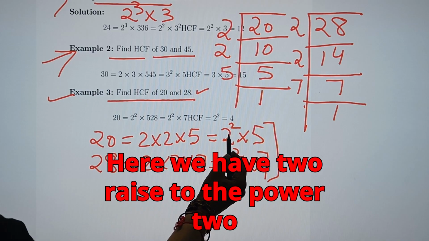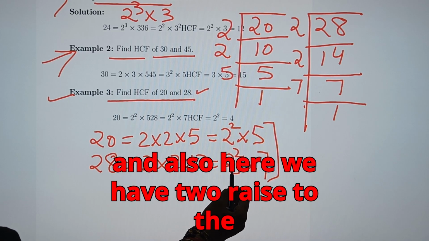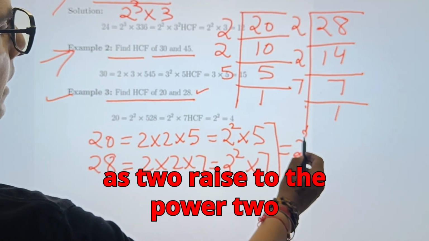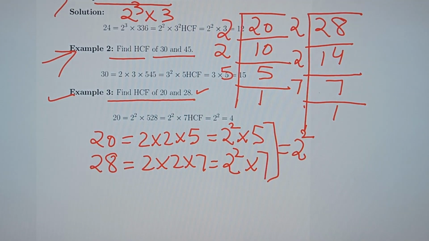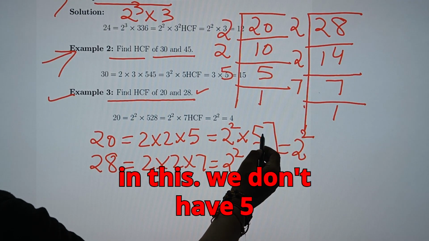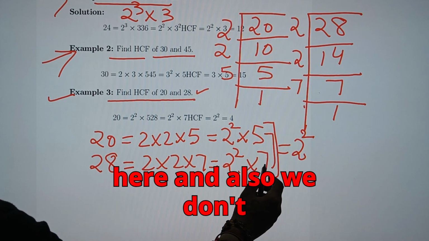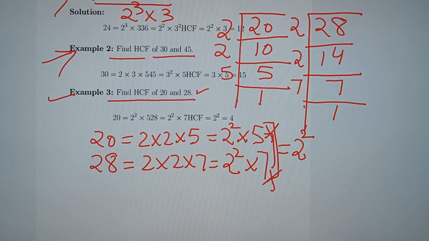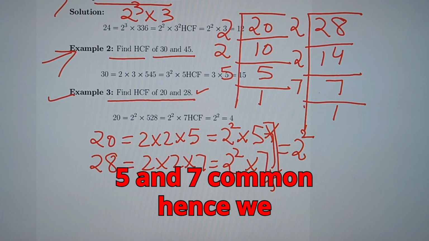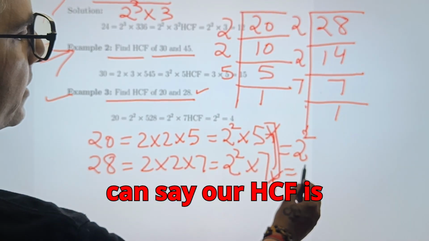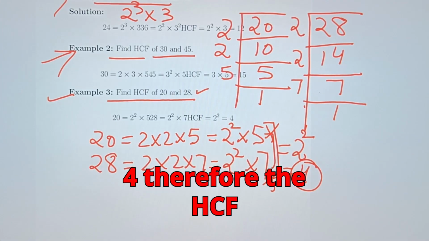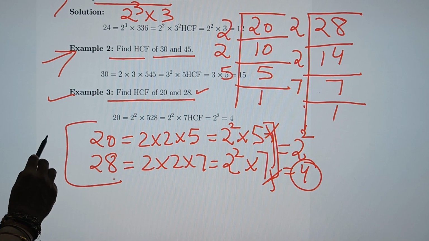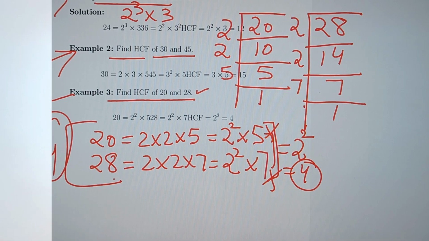Now we are going to take the common factors here. Here we have 2 raised to the power 2 and also here we have 2 raised to the power 2. Therefore we can take common 2 raised to the power 2. In this we don't have 5 and also we don't have 7 here. So we can't take 5 and 7 common. Hence we can say our HCF is 4. Therefore the HCF of 20 and 28 is 4 only.